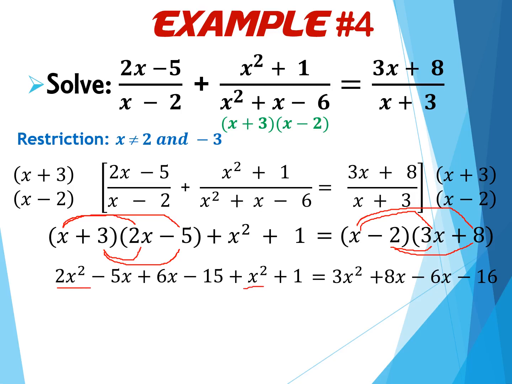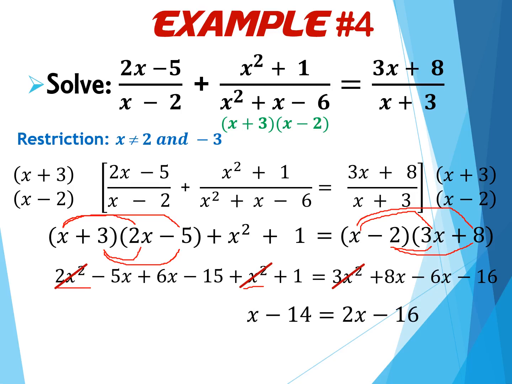And then when we transpose this one, this will be negative 3x squared. So we can just simply cancel them out. And then we simplify negative 5x plus 6x. This will be x. And then negative 15 plus 1 will be negative 14. So x minus 14. And then here you have positive 8x minus 6x is 2x.